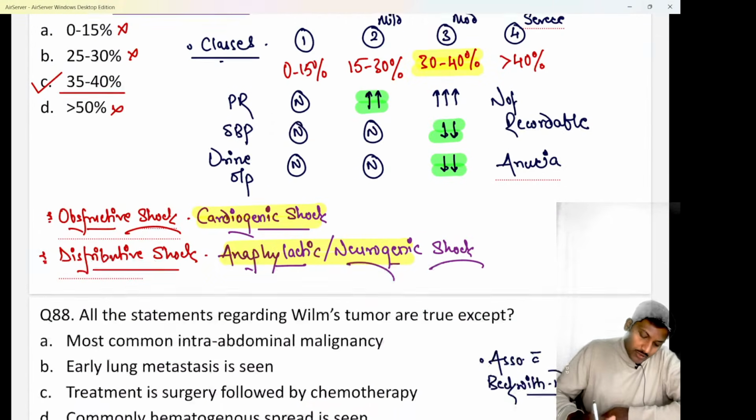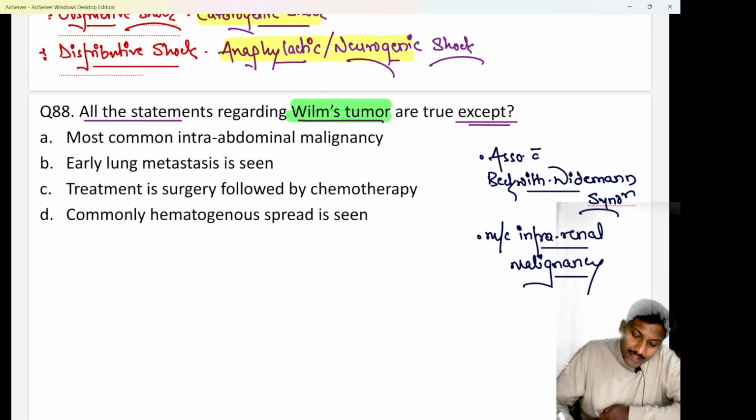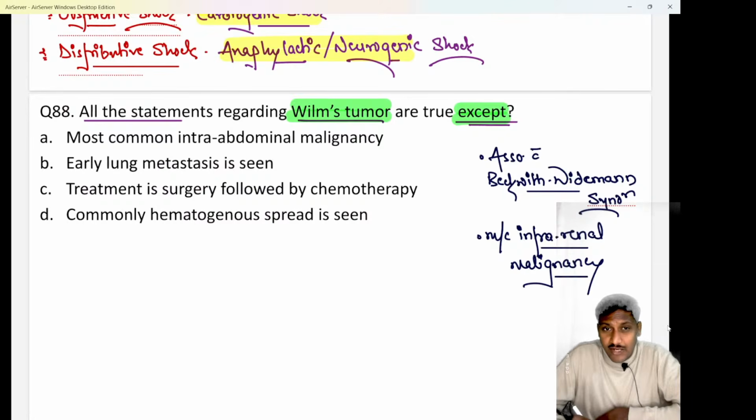Next, question number 88. They are asking: all the statements regarding Wilms tumor are true except, and I hope all of you are aware that Wilms tumor is also known as nephroblastoma. They are asking which statement is false or incorrect. That is the one that we have to find.